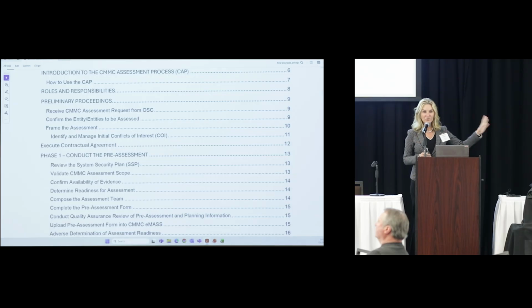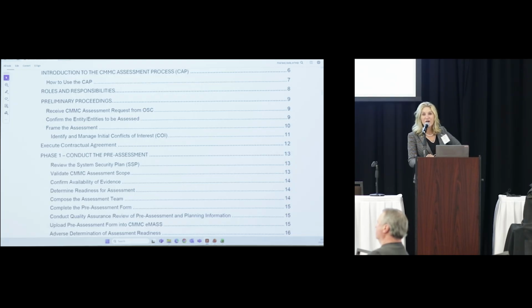This is where most of the organizations stop, because the C3PAO says clearly, you are not ready. Imagine the disappointment. Imagine your stakeholders. What do you mean you're not ready? We don't have numbers published yet from the Cyber AB for how many assessments have started to get through this pre-assessment phase and then paused because they can't move forward.